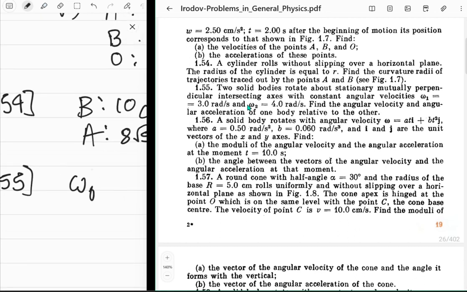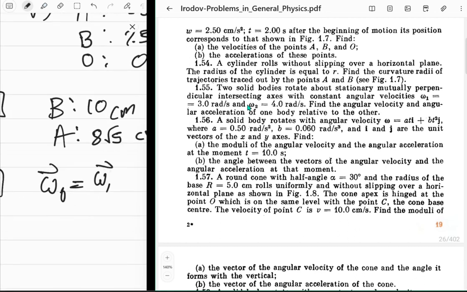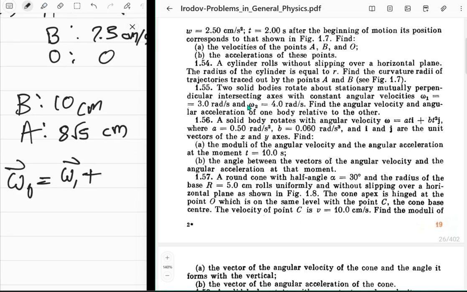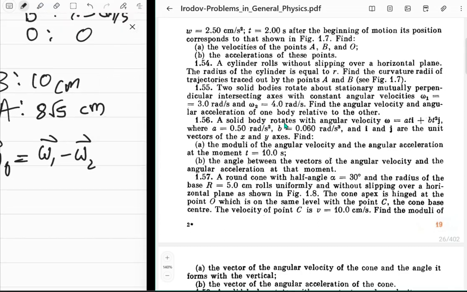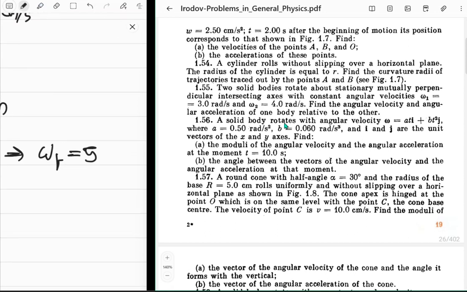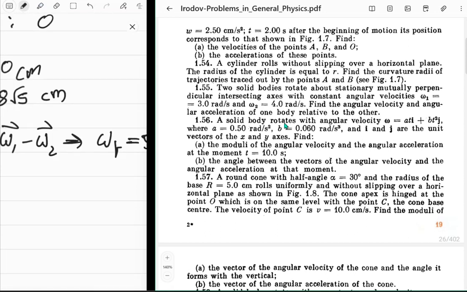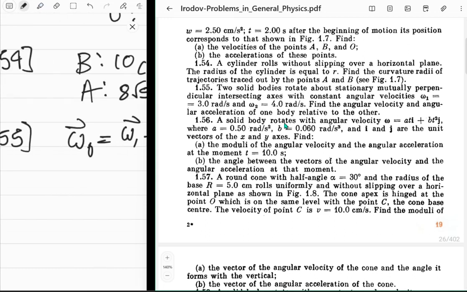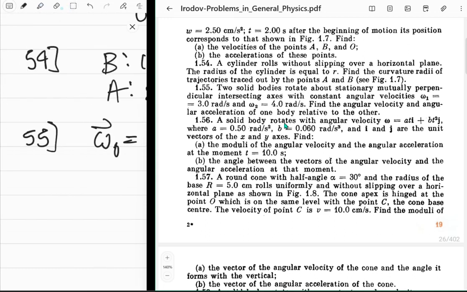Omega final vector is equal to omega 1 vector plus omega 2 vector, sorry, minus omega 2 vector, but you get the idea, right? Is it 2 with respect to 1 or 1 with respect to 2? One body with, okay, but which body? Whatever, does it even matter? Okay, cool. That implies omega final is 5 radians per second. I should say omega total, right? That will be a better description. Omega total.